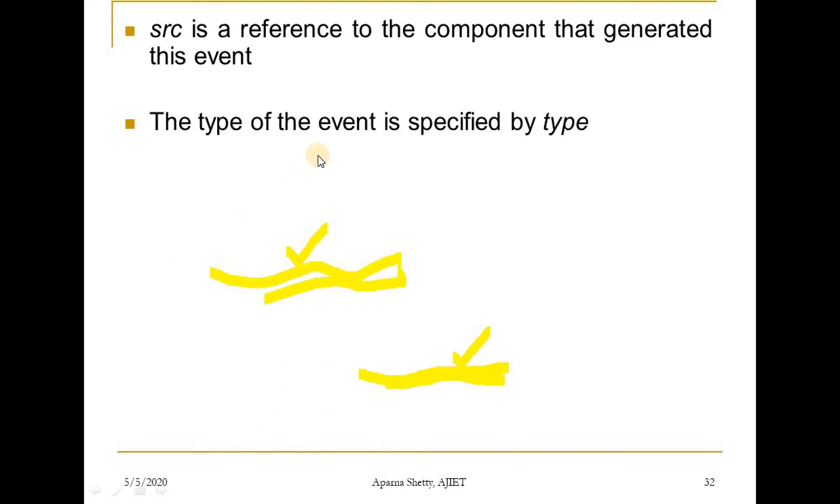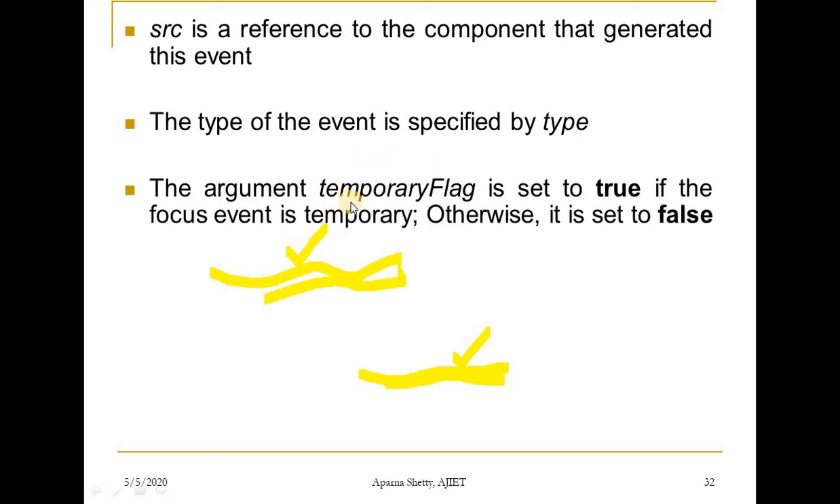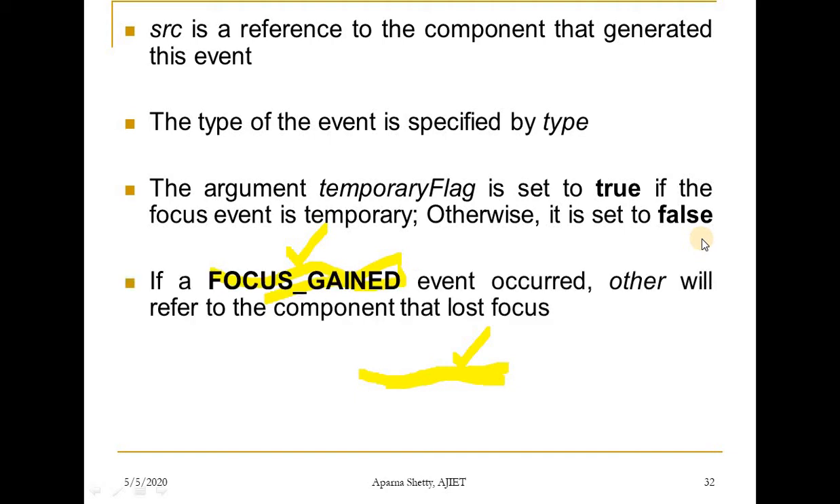Source, type. These are the parameters in that constructor. Source is a reference to the component that generated this event. Type of the event is specified by type. Temporary flag is set to true if the focus is temporary. Focus event is temporary. Otherwise, it is set to false.